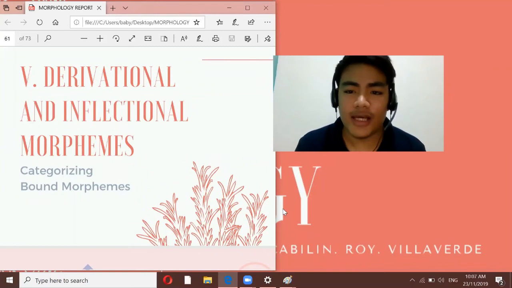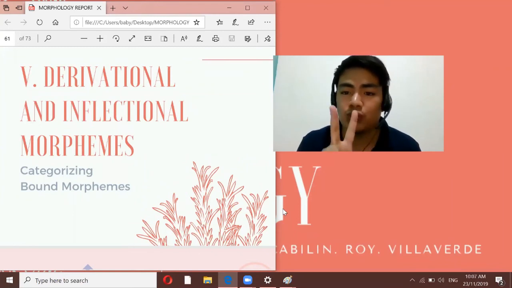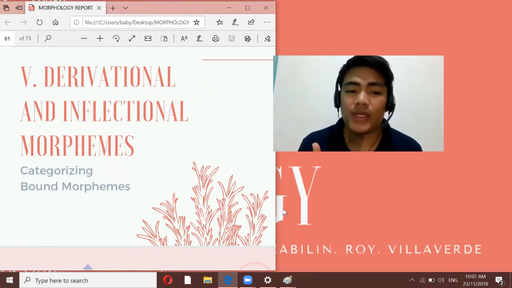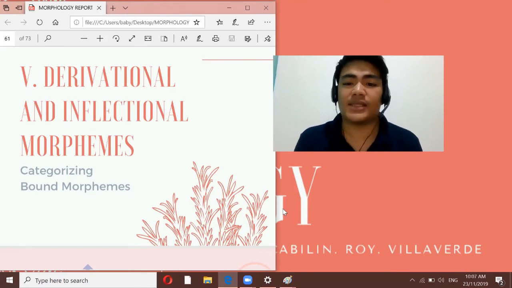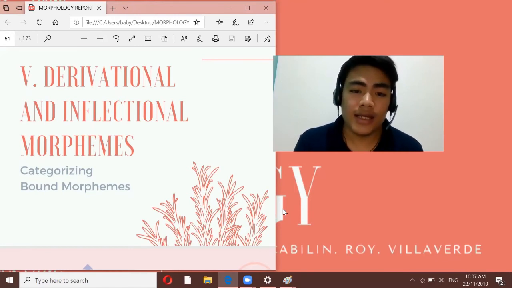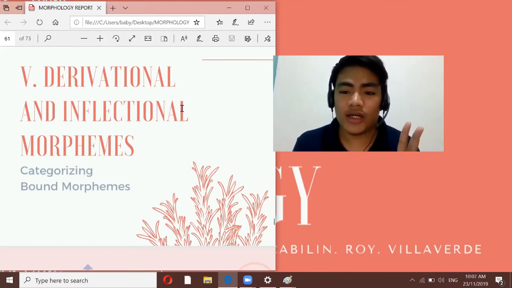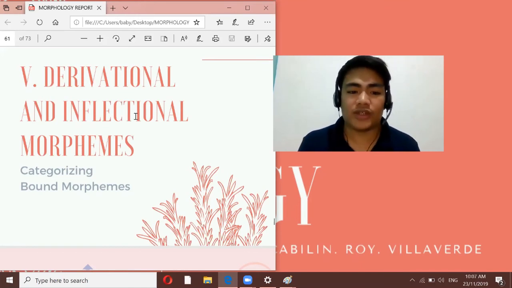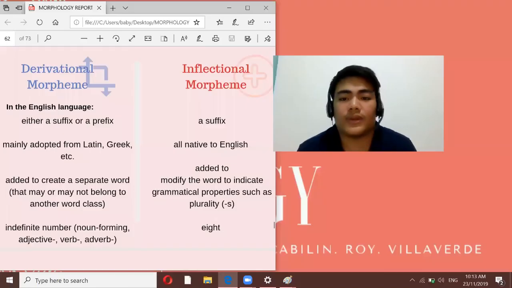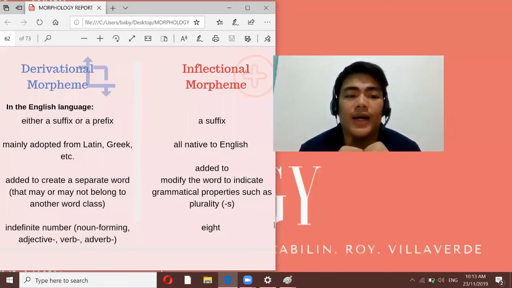So Villaverde has already talked to you about the two ways on how we can classify morphemes. This is the third part, and this part categorizes bound morphemes. We call the two categories of bound morphemes derivational and inflectional morphemes. Let's start by differentiating derivational morphemes and inflectional morphemes.